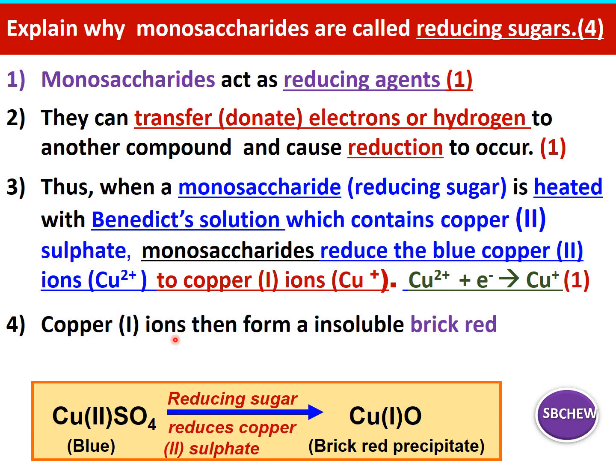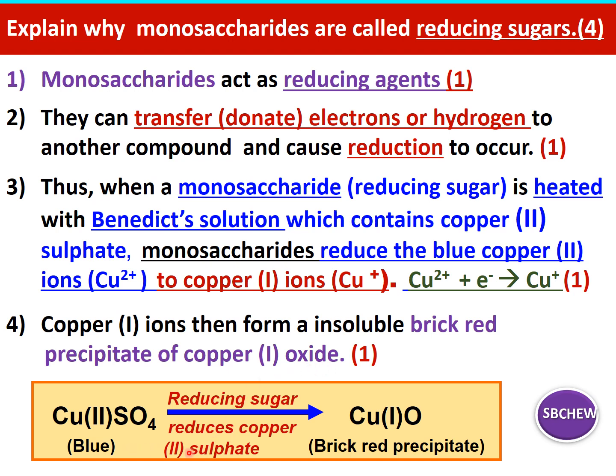So copper 1 ions, or Cu+, then form an insoluble brick red precipitate of copper 1 oxide, which is insoluble in water, so it precipitates out as a solid. And this is what we see in the test tube after heating the mixture of reducing sugar and Benedict's solution. We get the brick red precipitate of copper 1 oxide.